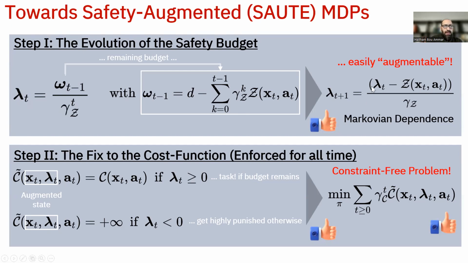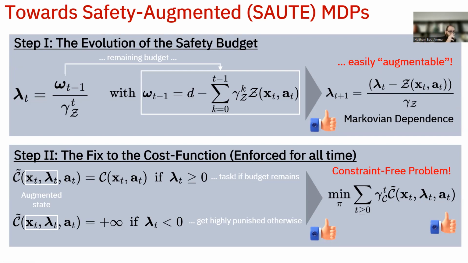Because this is nice, right? Because this is a Markovian dependence, we can easily augment it in my state variable. Remember, my state variable has a Markovian transition going from xt to xt plus 1. Now, not only will I have that variable xt, but I will also introduce this lambda t of safety inside my state space, and that itself will have a Markovian dependence.